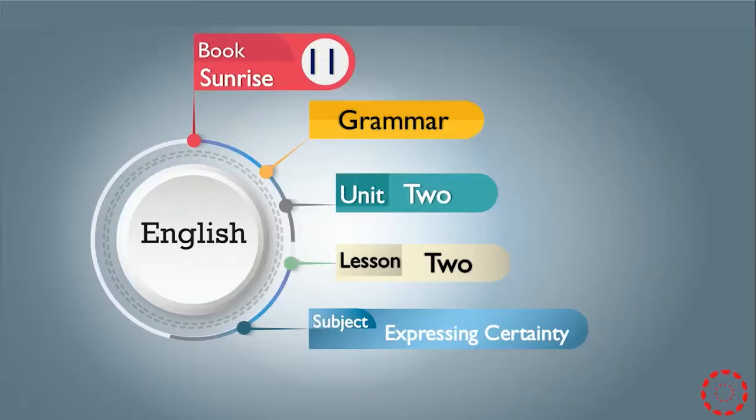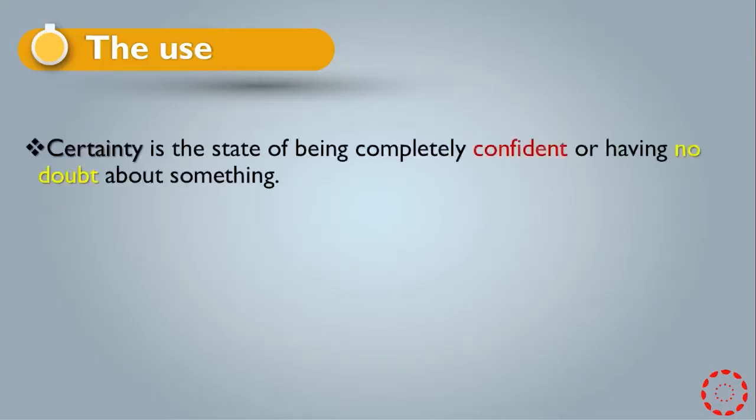So let's see what is expressing certainty. Certainty is the state of being completely confident or having no doubt about something. In the previous lecture, we talked about possibility, something that maybe we are not sure about. But expressing certainty is a state of being completely sure or having no doubt about something.